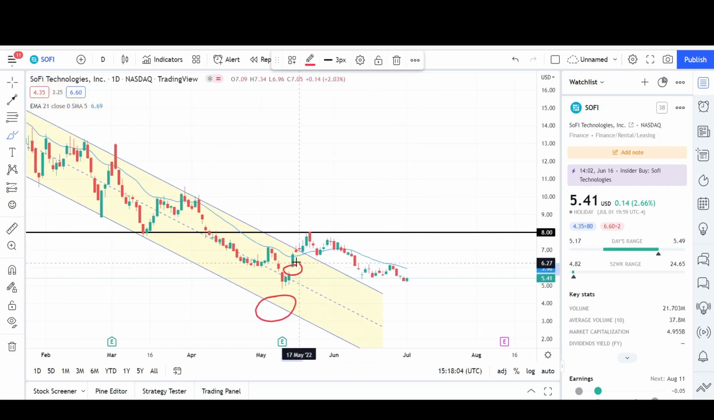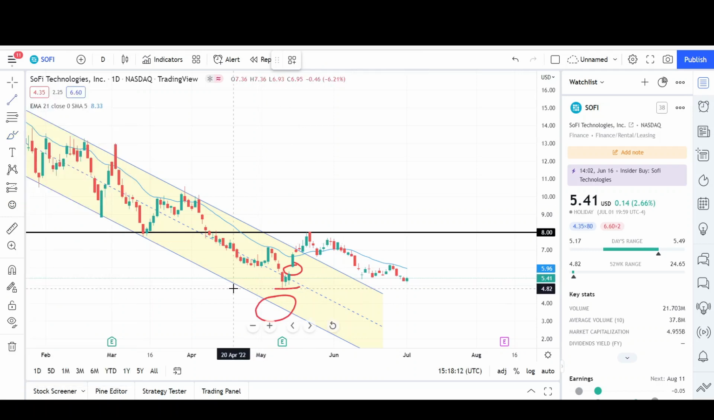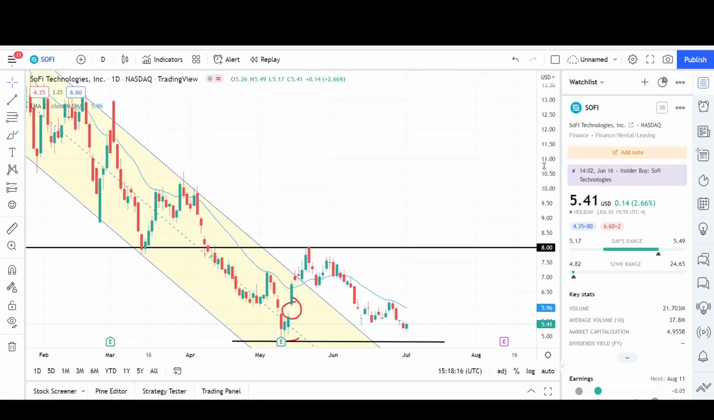We did fill in this gap right here, but we're very close to the all-time low for this stock. So I'm looking for a new low to be made. Very high probability of that occurring because we've got to make a new low of this downtrend.